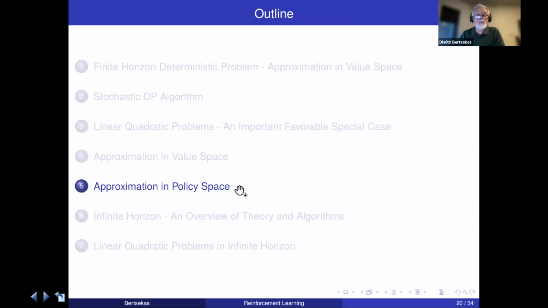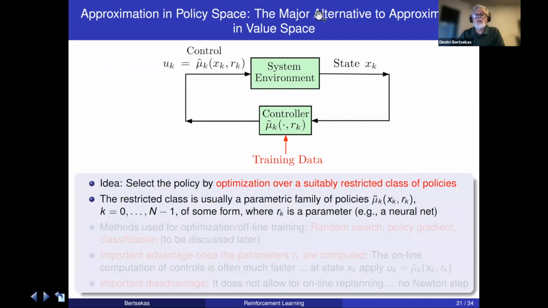So let's talk a little bit about approximation in policy space, and then we'll take a break. Approximation in policy space is the major alternative to approximation in value space. The philosophy is very different than in approximation in value space. What we have here is a system that has a state that we observe, and we apply a certain control to it using some policy.